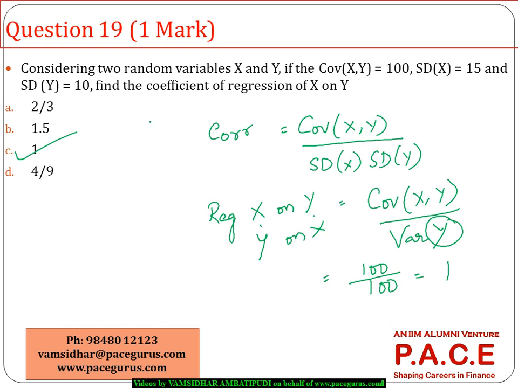If the same question had been what is the regression coefficient of y on x, then I could have taken 100 divided by variance of x. Standard deviation is 15, so variance of x is 225. So it would have become 4 by 9. In that case, this would have been marked as the answer. But because the question is x on y, you should not get confused. Y should be there in the denominator. I will be taking variance of y, not the variance of x. Alright, let's move on to the next question here.